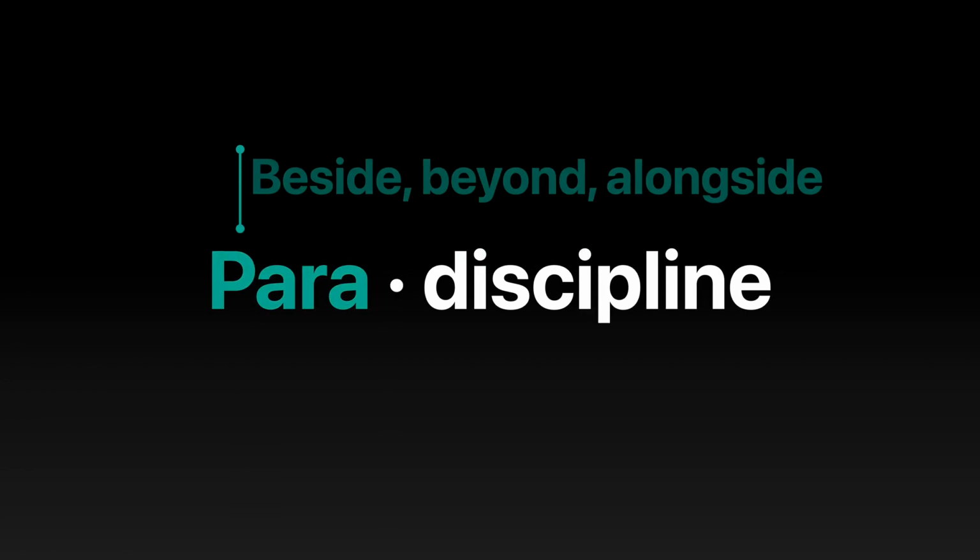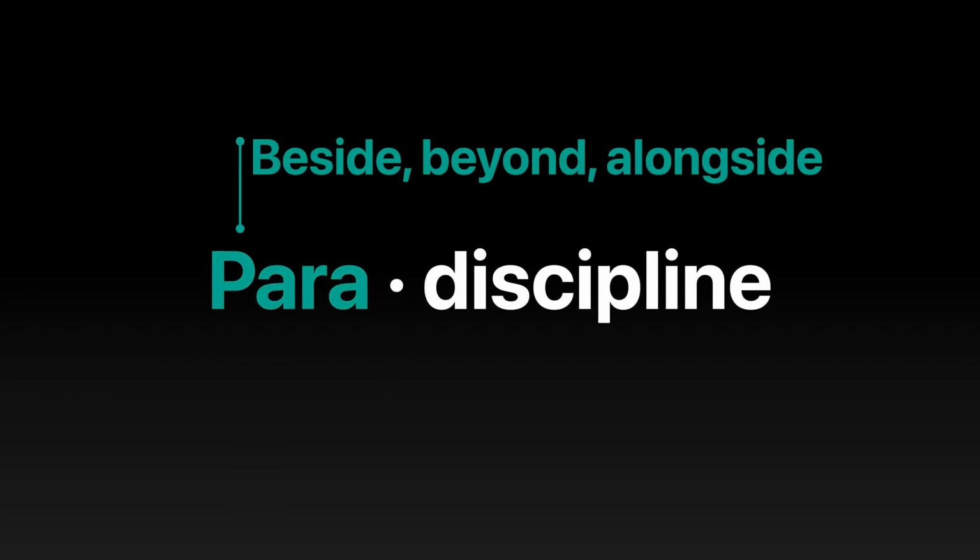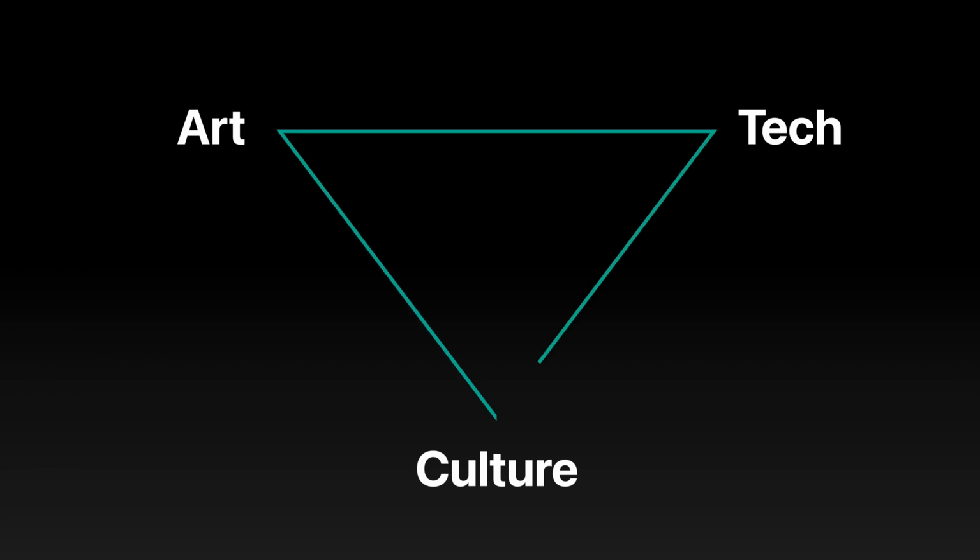So what is paradiscipline? We all heard of interdiscipline, but what is paradiscipline? It is made up of 2 words. Para means beside, beyond, and alongside. So with this artist's practice, they really integrate these 3 areas. We call it a triangle of paradiscipline: art, tech, and culture.